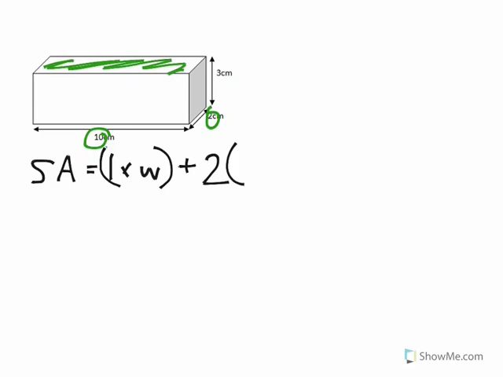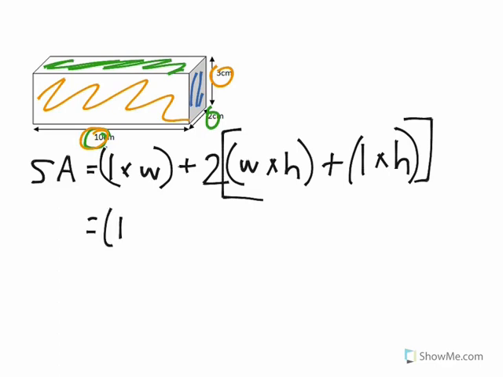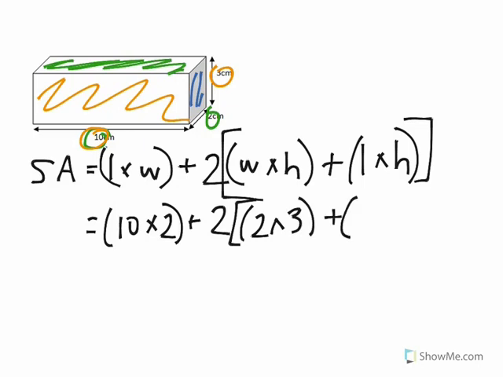So we're going to double our ends here, so this one right here, which as we can see is our width times our height. And we're also going to double our front face, which as you can see is our length times our height. And the same thing goes as before, we substitute in our values. So our length, as we said, is 10, our width is 2. And we're going to double everything in here. Our width is 2, our height is 3, and then our length is 10, and our height is 3.